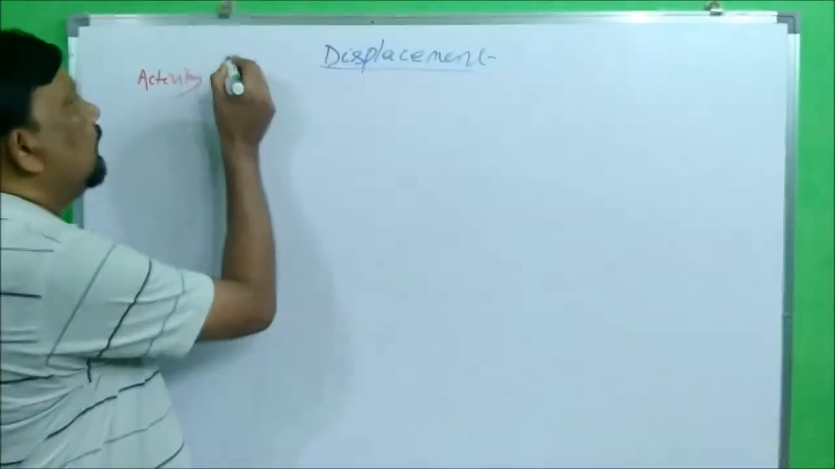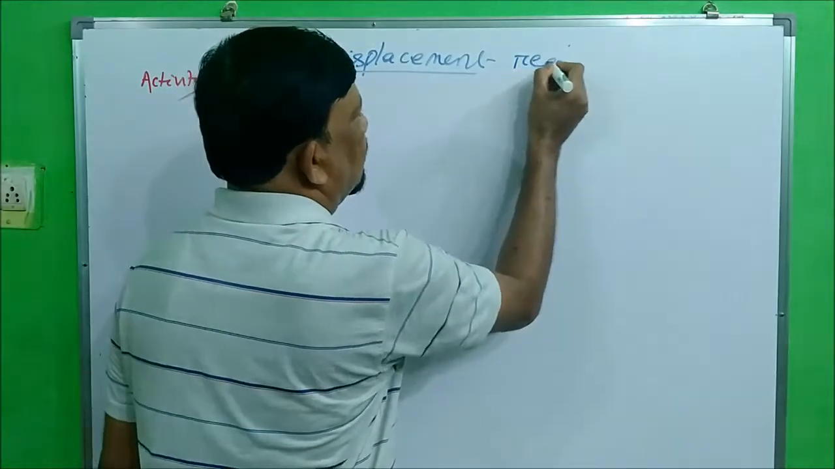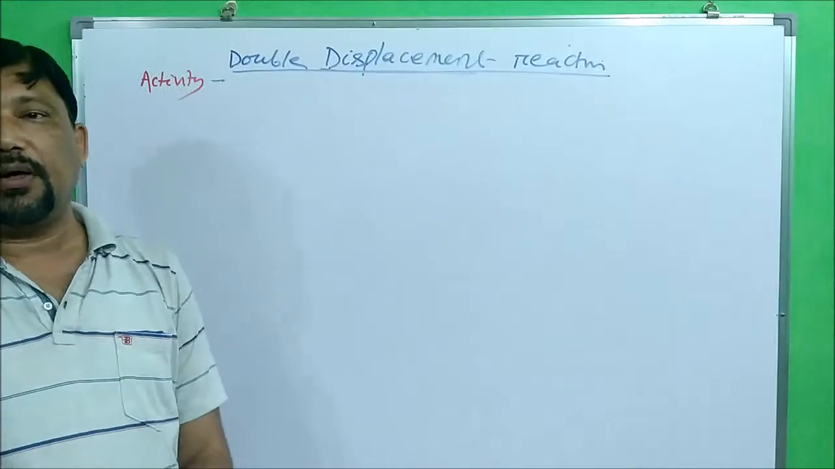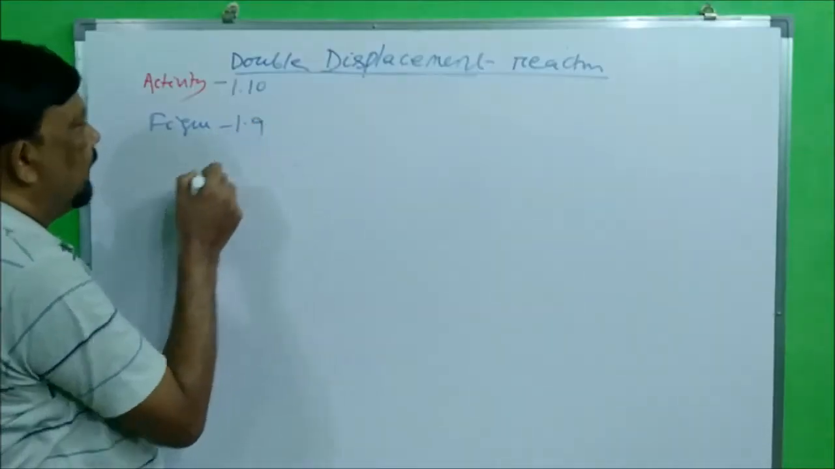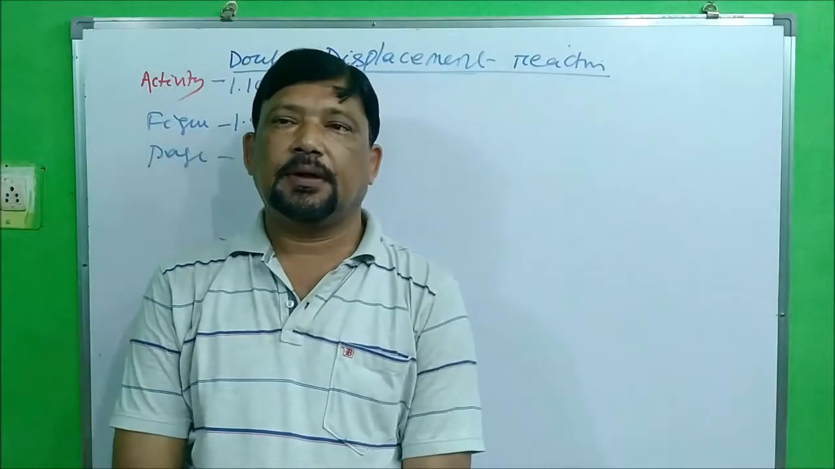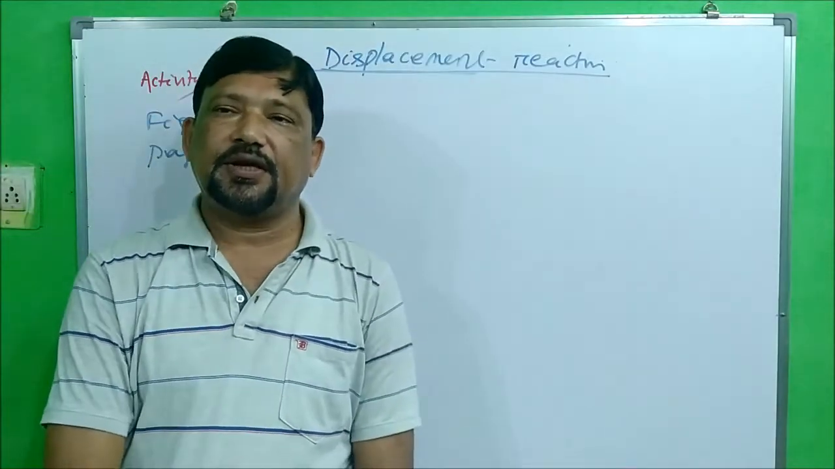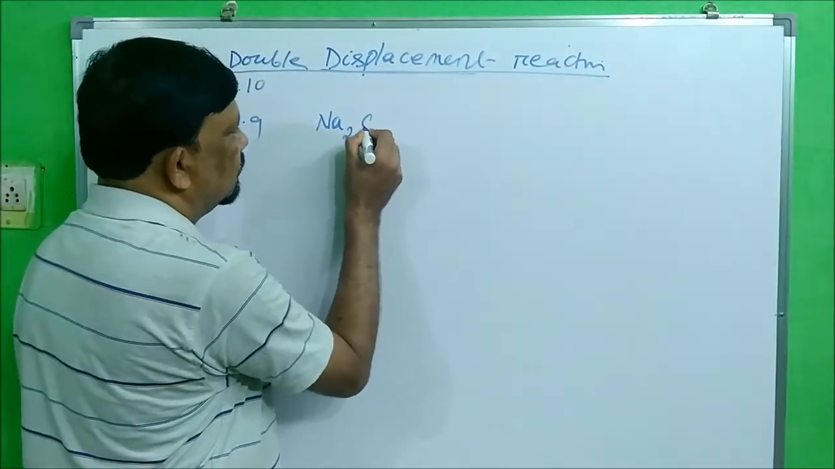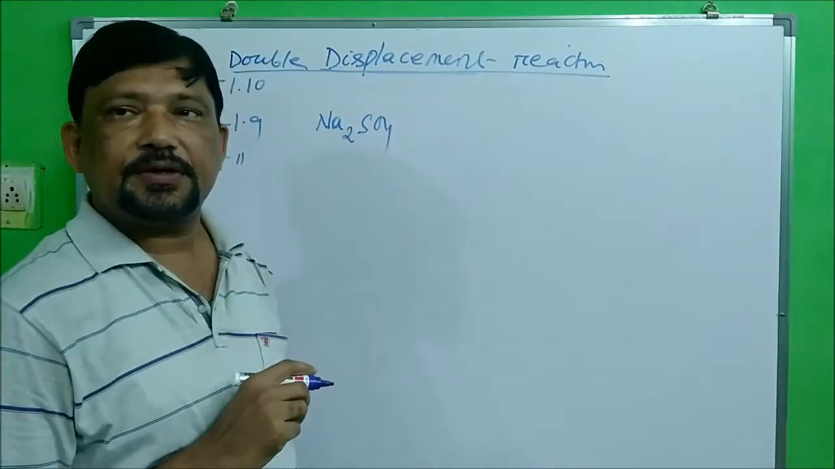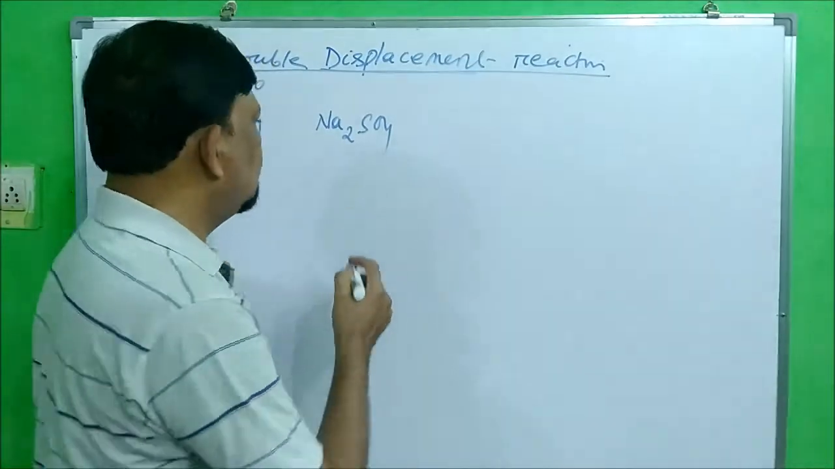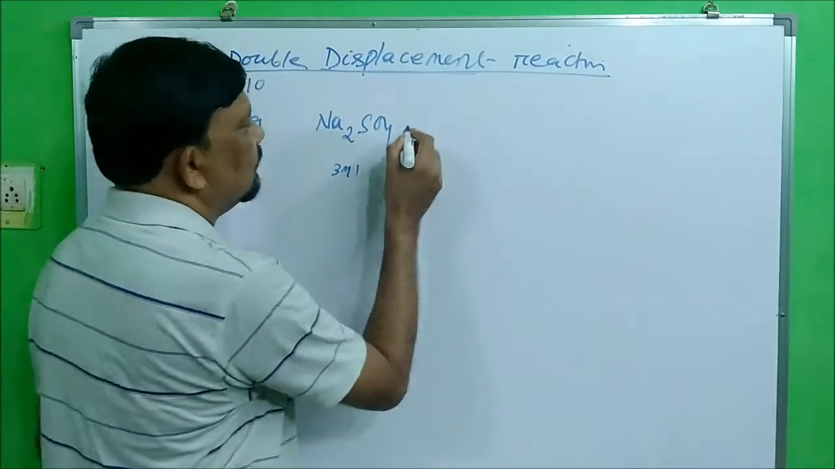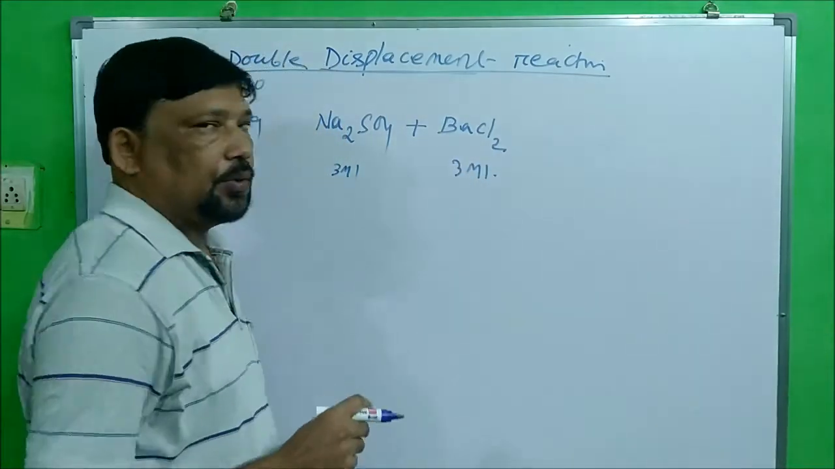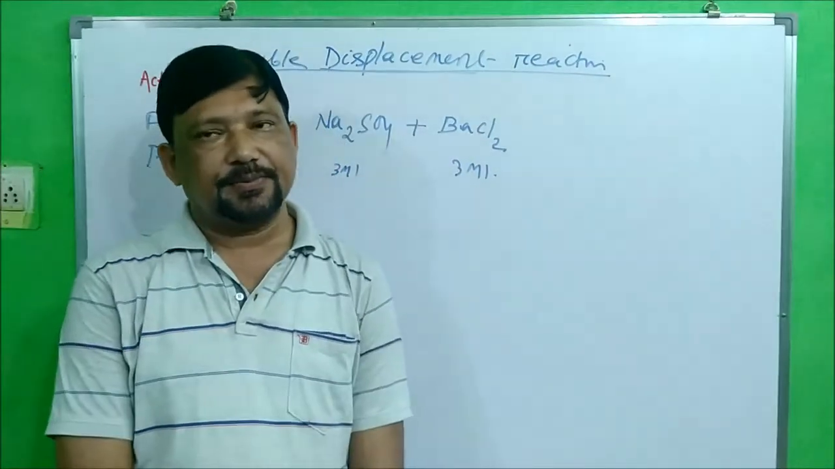Next one is the double displacement reaction. Here you will see activity number 1.10, figure 1.9, page number 11. The chemicals which are used here are sodium sulfate and barium chloride. Na2SO4 is called sodium sulfate. The amount is 3 ml, and 3 ml of barium chloride solution. Both are transparent in color.